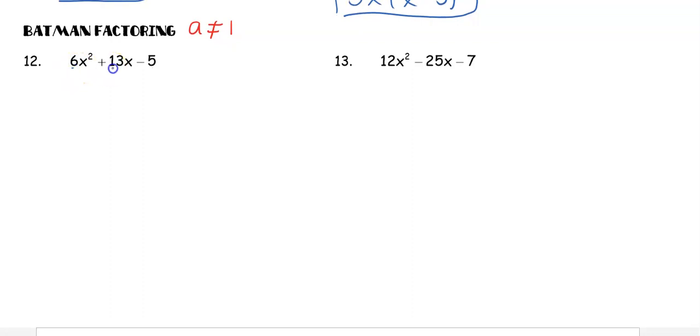So I look: 6, 13, 5. None of those have a GCF that I can pull out. So Batman factoring is you multiply the first term and the last term. That gives me a negative 30.